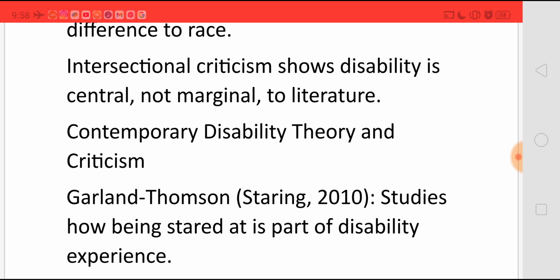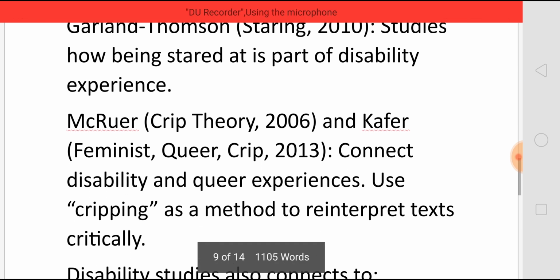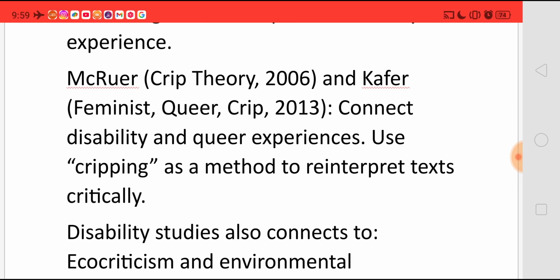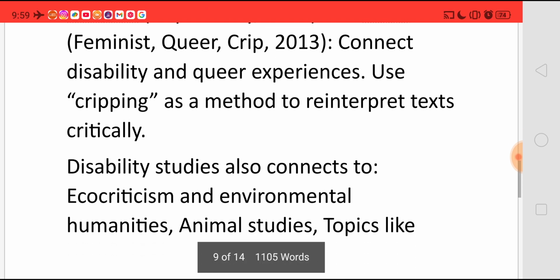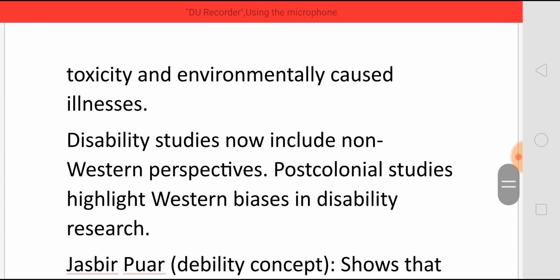Contemporary disability theory and criticism includes Garland-Thomson, who studies how being stared at is part of the disability experience. McRuer and Kafer connect disability and cure experiences. They use scripting as a method to reinterpret texts critically. Disability studies also connect to eco-criticism and environmental humanities, animal studies, and topics like toxicity and environmentally caused illnesses.